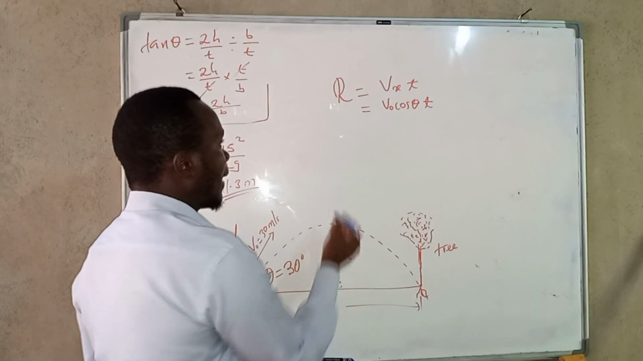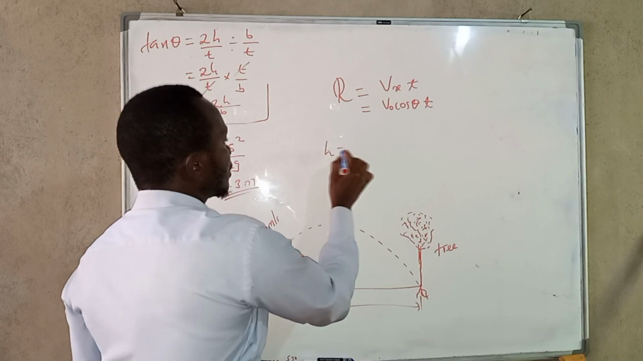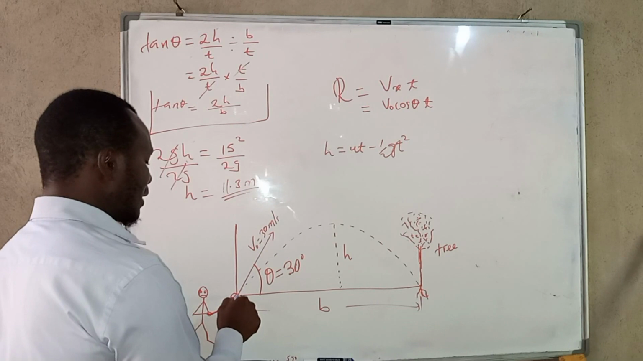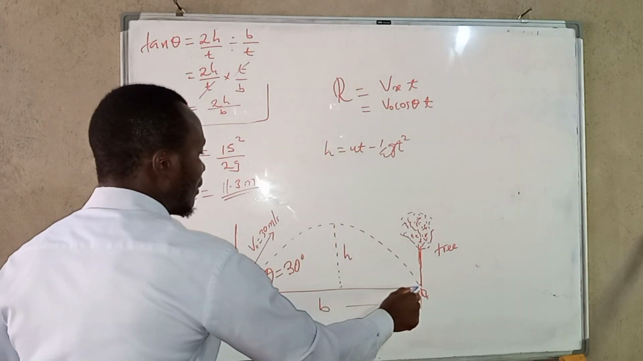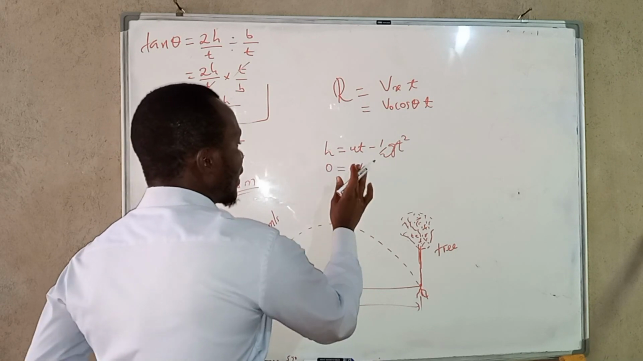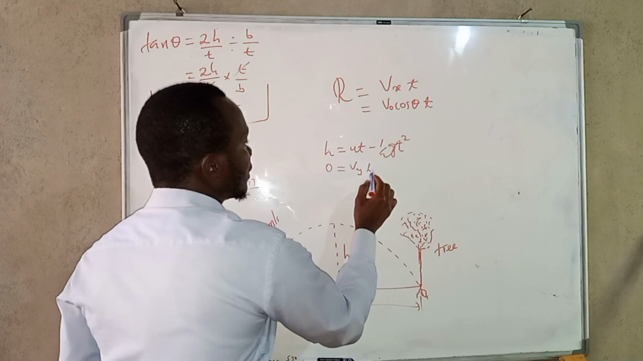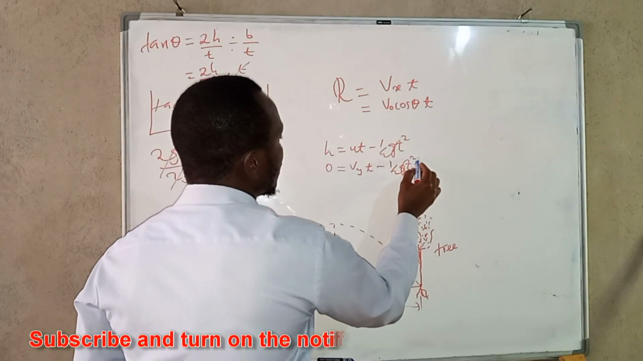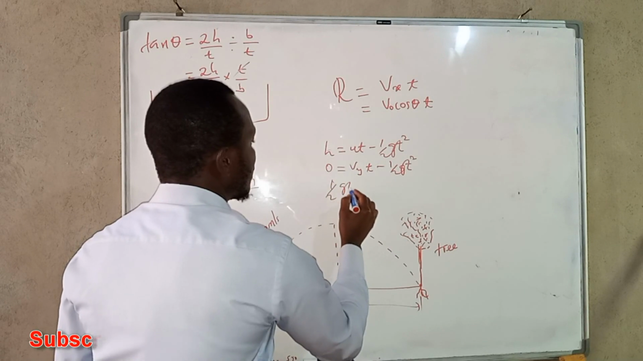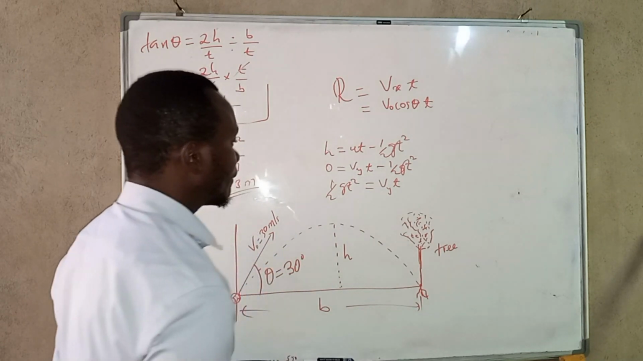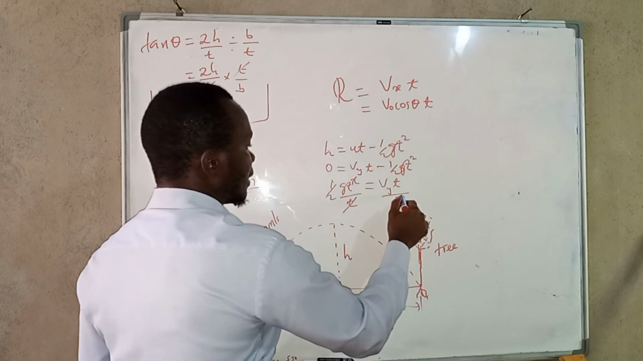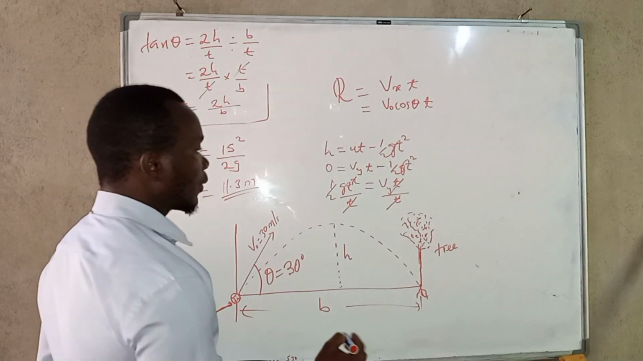So we have this scenario where we know that x or h is equal to ut minus half gt squared. The displacement, when it covers from this point coming back to this one, is going to be 0. And if this is equal to 0, we are going to have ut, and since it is in y, we are going to have vy t minus half gt squared. So from this point, this one can come this side, and it's going to be a positive half gt squared is equal to vy t. So I can divide by t, so that this square and this will cancel.